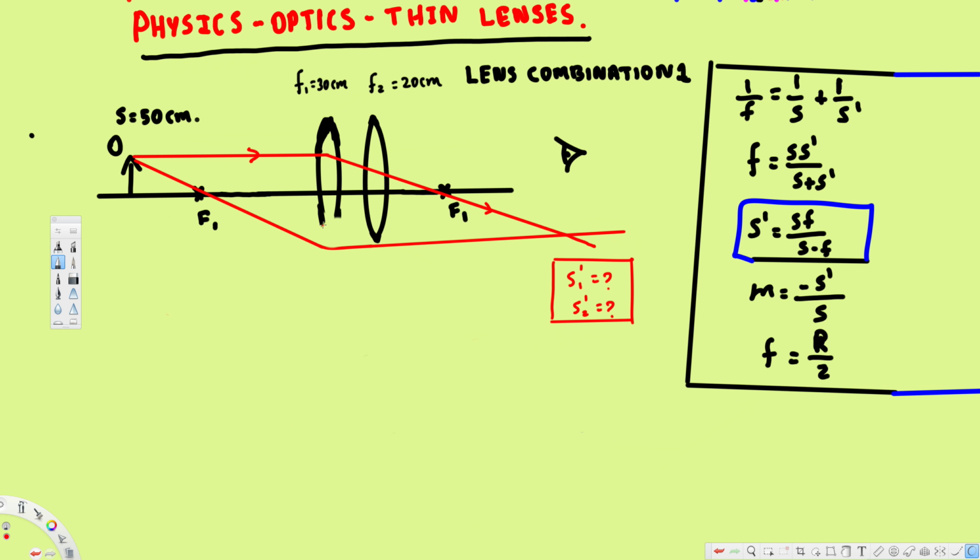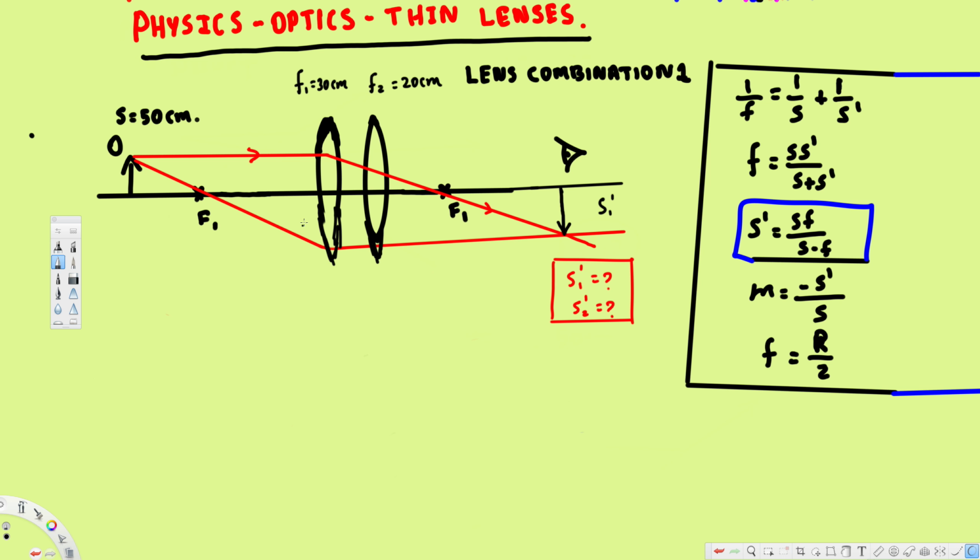Now let's go ahead and draw this one a little bit bigger. So the lens is going to be like this, right? A little bit bigger, and let's also draw this one a little bit bigger. Okay, so this is going to be our first image distance. This is our first image. Let's call this one S1 prime.